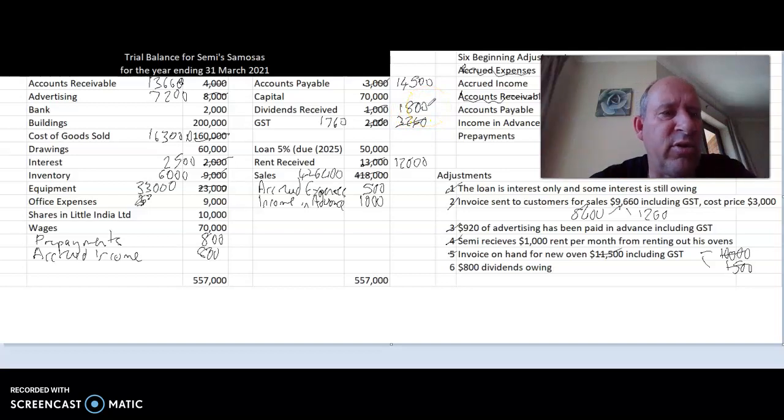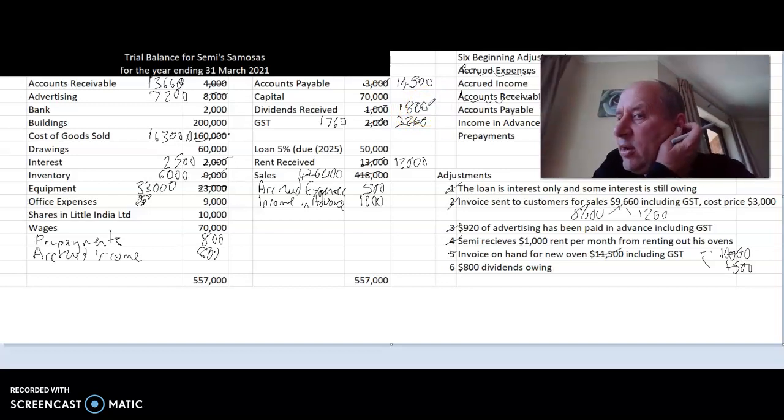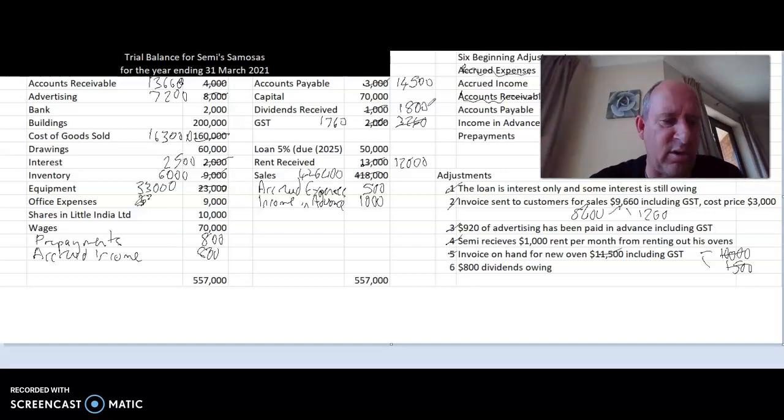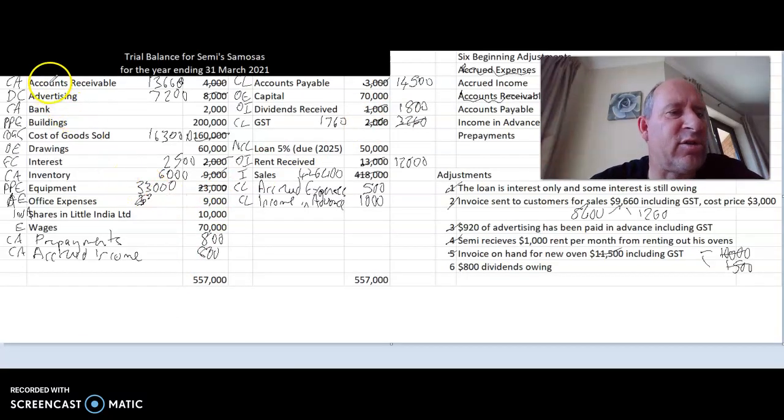Now I'd like you to go through and just classify it. We may as well classify them all. So you have a go and press pause and then have a look at what I've got. Okay, so I'll read those out. Accounts receivable CA, advertising DC, bank CA, PPE buildings, COGS, OE drawings, FC interest, CA inventory, PPE equipment, AE office expenses, investment asset, shares in Little India.